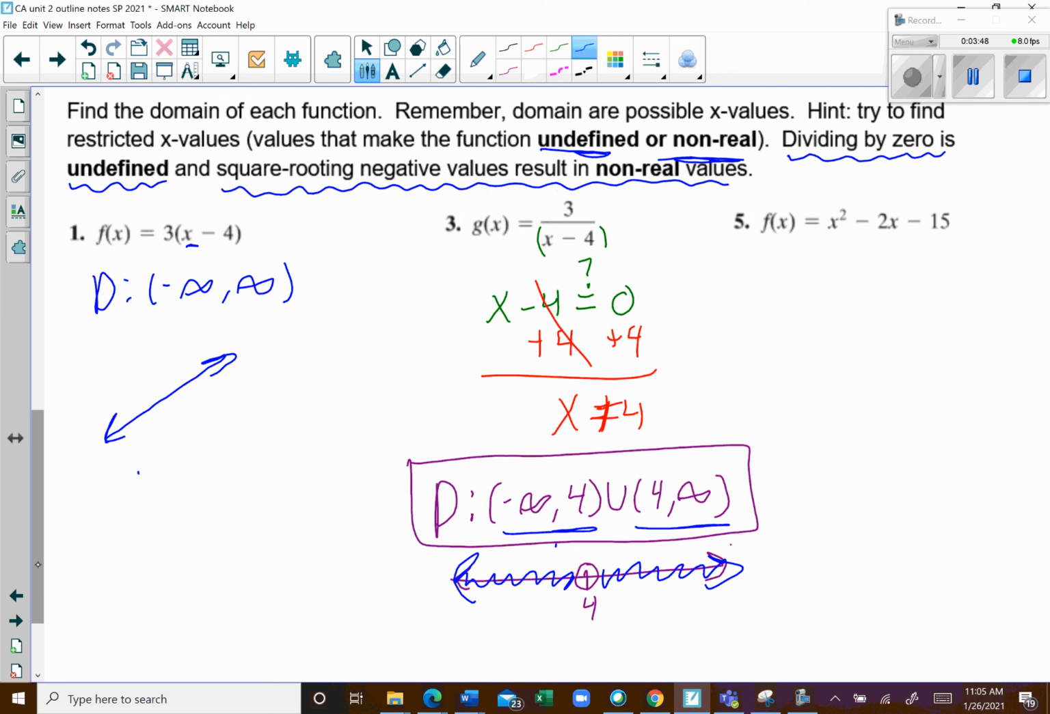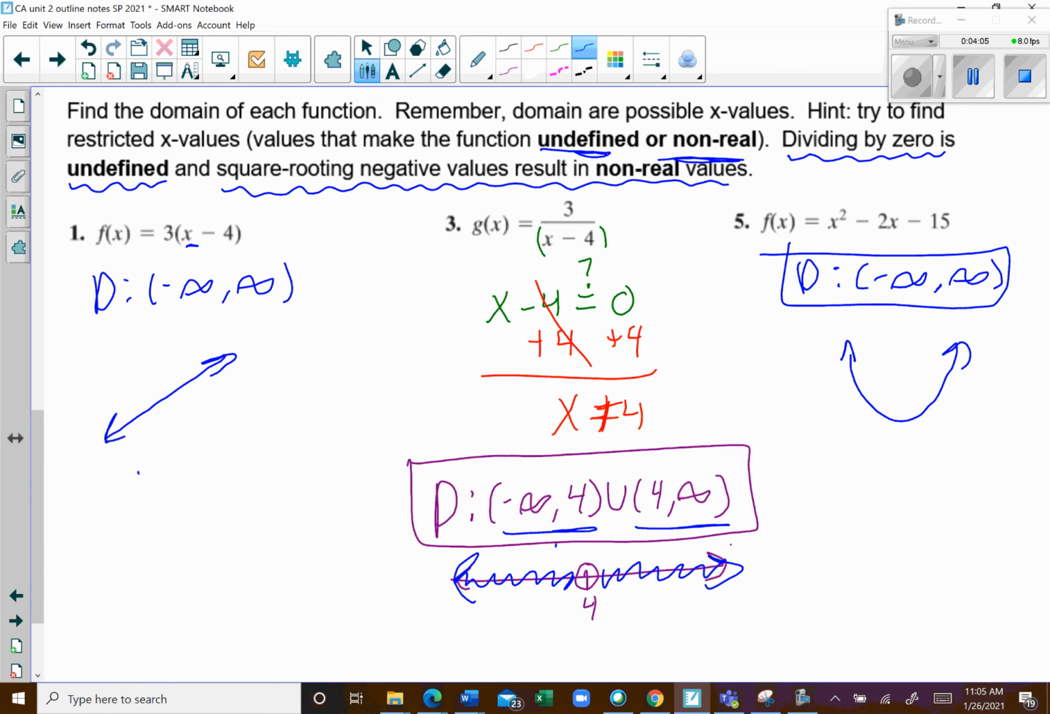Okay, number 5, I don't see a fraction. I don't see a square root, so I'm fine. The domain on this one's going to be from negative to positive infinity. And if you were to graph this, this is a parabola shape, so it would look like that. So it goes left and right indefinitely.